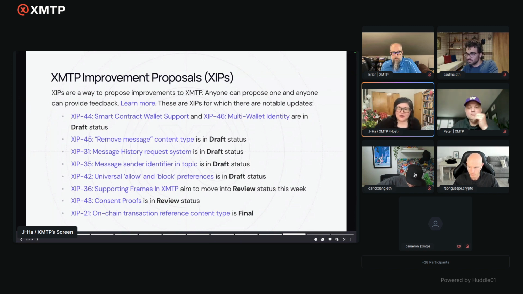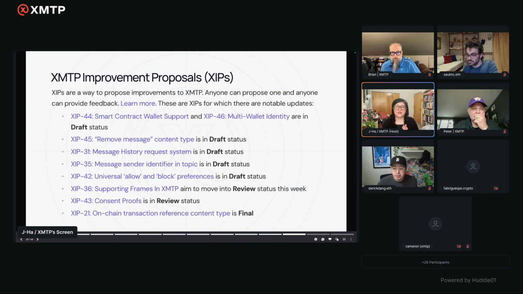And I anticipate that a few more will be moving into review status in the coming week, including frames and universal allow and block preferences. And I imagine there will be a movement on consent proofs as well. And that's the update for XIPs.